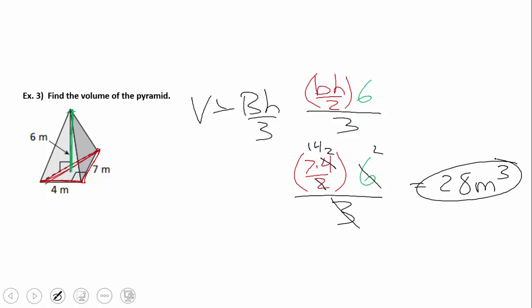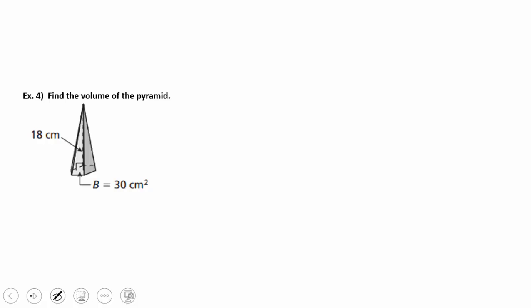But if you don't see it, 7 times 4 is 28. 28 divided by 2 is 14, right? And 14 times 6 would be 60, 70, 84. And 84 divided by 3 would be 28. So if you're not comfortable simplifying, if you can't keep track, please just do all the math using a very diligent process in the order of operations.